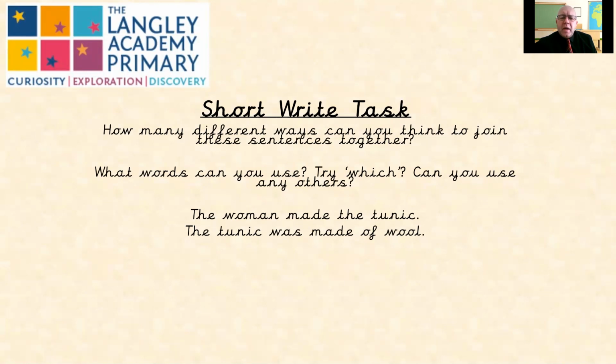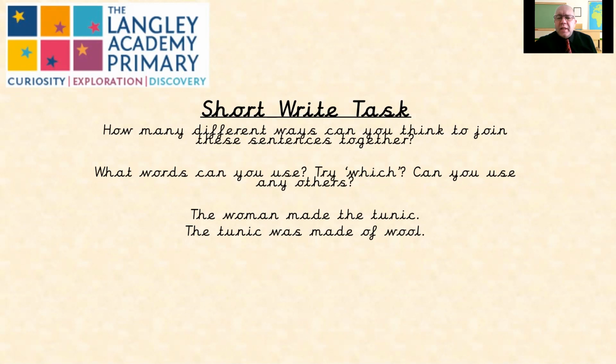So we've got a woman here who makes a tunic, and a tunic is a piece of clothing, and the tunic was made of wool. Two sentences, but they might be a little bit more impressive if we join them together. We just create one slightly longer, more complex sentence. So let's try it with "which", so you get the idea. So the woman made the tunic, which the tunic was made of wool. Now that doesn't sound very good.